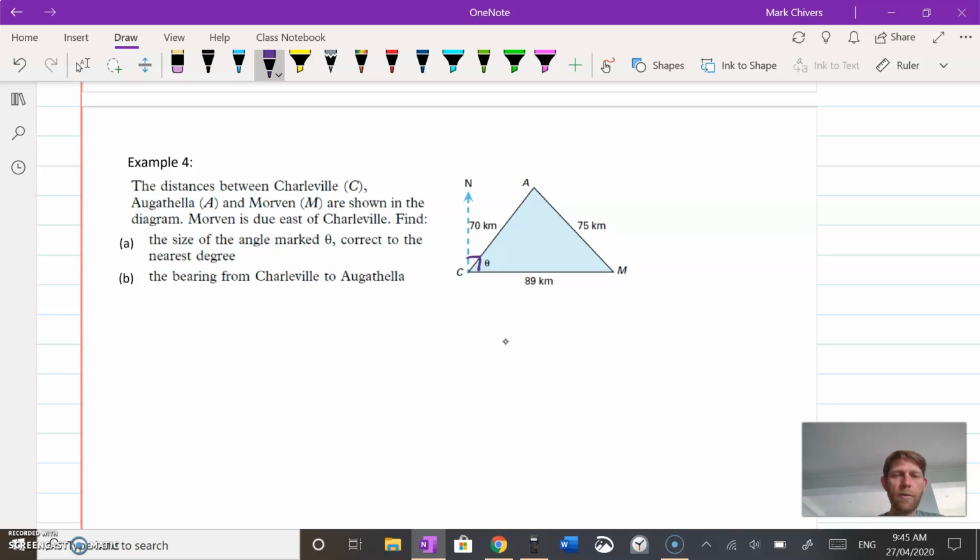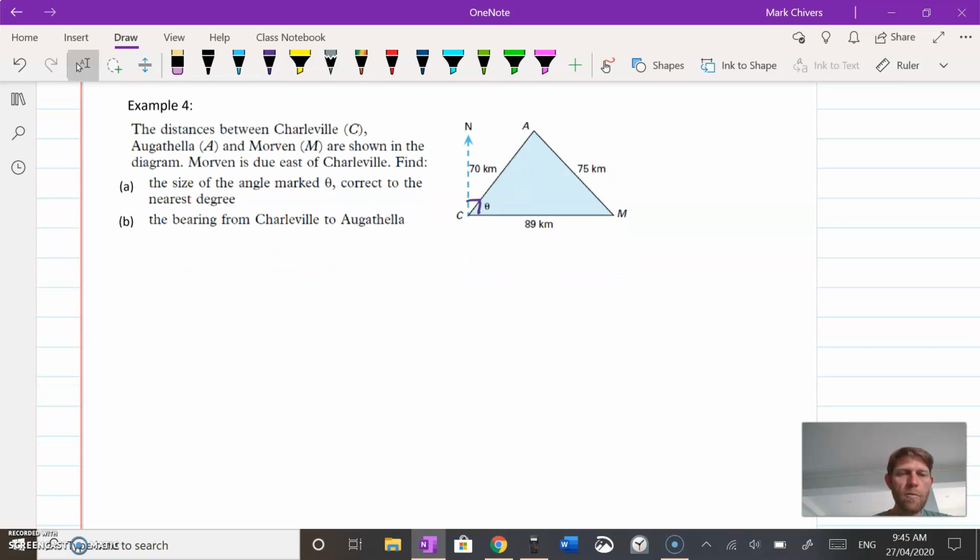And we need to find the angle marked theta, and then we can find the bearing of Charleville to Augathella. So this is our angle C. We start off by going, in this triangle here, and I'll show you how this works. So cos C equals, in this case, A squared plus M squared, because of course that's side M, minus C squared over 2AM.